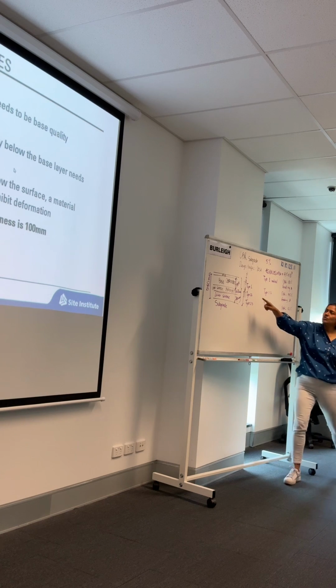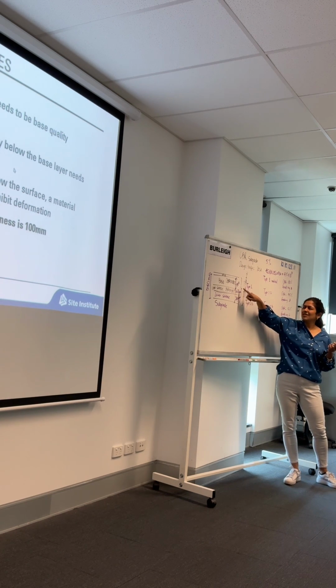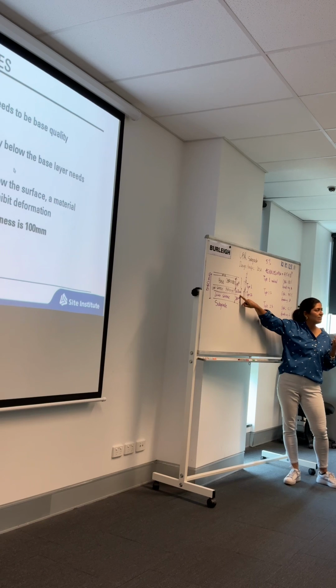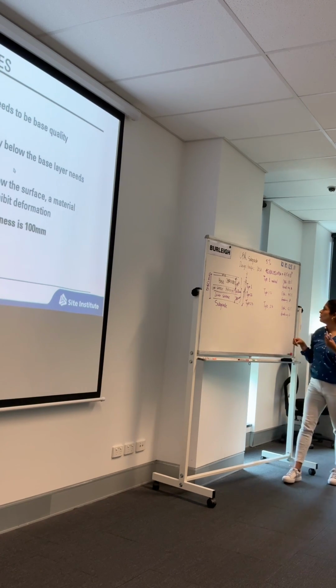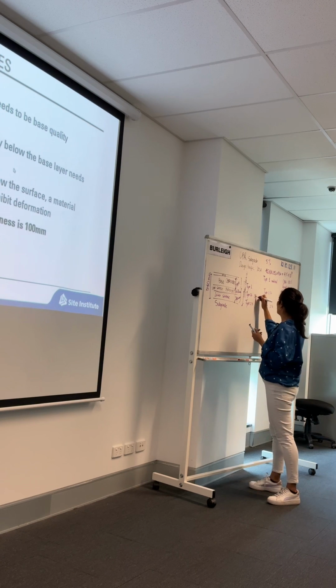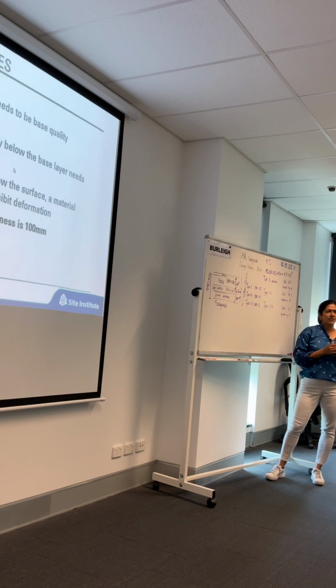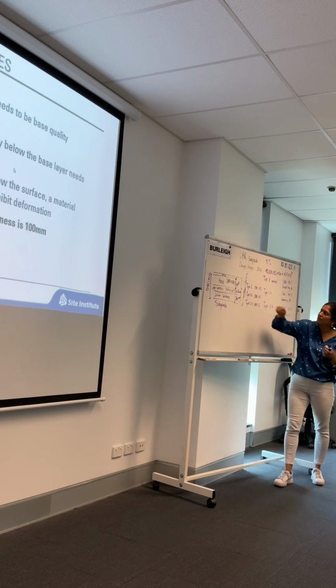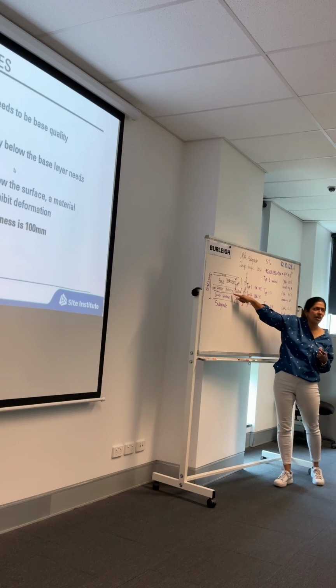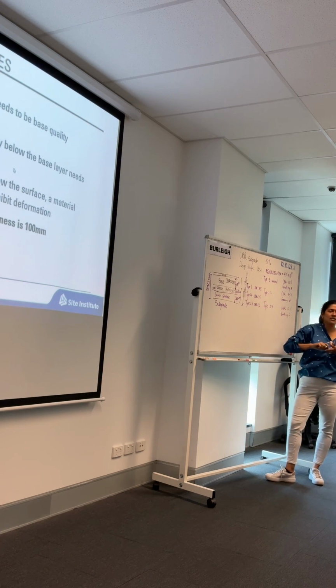And at 250, how much is the CBR in this case? I'm using type 2, which has a CBR of 35, right? This one has a CBR of 85, and this one has a CBR of 12. At 250, how much is my CBR? 35, because I measured here, and 250 will be inside this layer, which has a CBR of 35%, right? Clear?